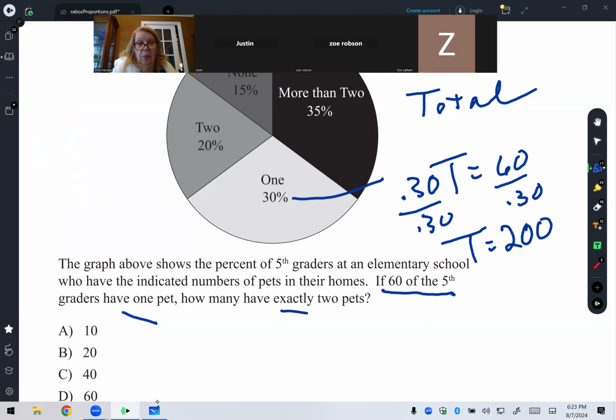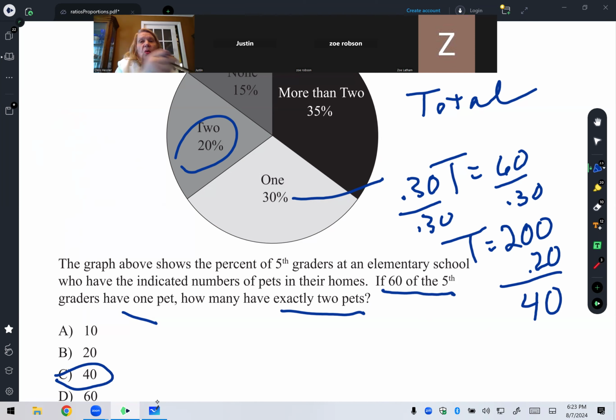But we want 2 pets. So that'll be 20%. So we drop the percent, move a 2 over, and we would get 40 kids. I hope I didn't go too fast.